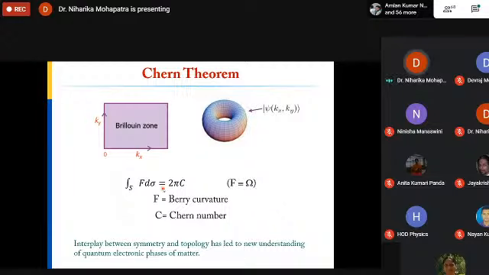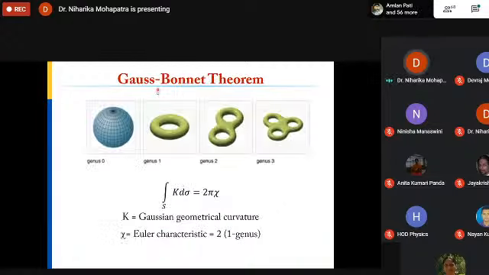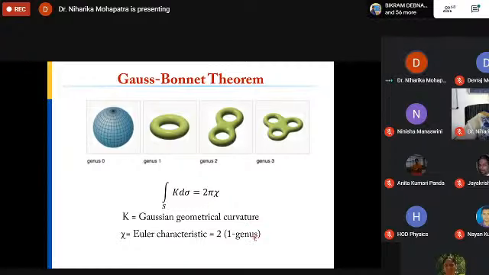So how do we connect this Chern theorem? You can connect it to a mathematical property, the Gauss-Bonnet theorem. If you take a geometrical curvature, like 1 by r1 r2, and integrate it over a surface, you will get 2 pi chi. Chi is 2 times 1 minus the genus. Genus is nothing but the number of holes.